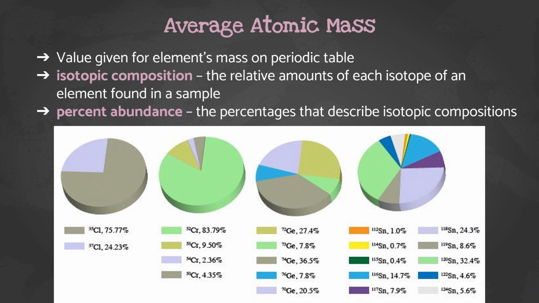Isotope composition is the relative amounts of each isotope of an element found in a sample. And then we can take the isotope composition and find percent abundance. So this is the percentage that describes that composition. Here we can see chlorine 35 has about a 76% composition in the sample, and chlorine 37 has about a 24% composition in the sample. So that is our percent abundance.